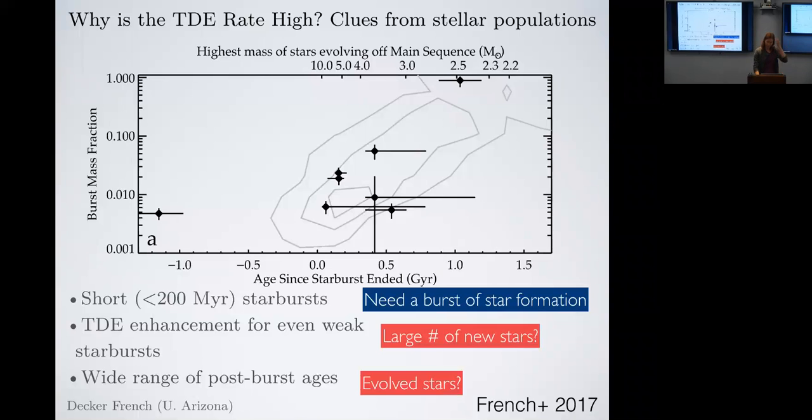So we need a burst. And then if what we needed to boost the TDE rate was a large number of stars, we really can't explain that with the starburst. What we need is a very high concentration of that 1% of the new stars, if this is what's explaining the effect. It doesn't seem like we're looking at a very sweet spot of evolved star evolution, given the wide range in post-burst ages that we're finding.